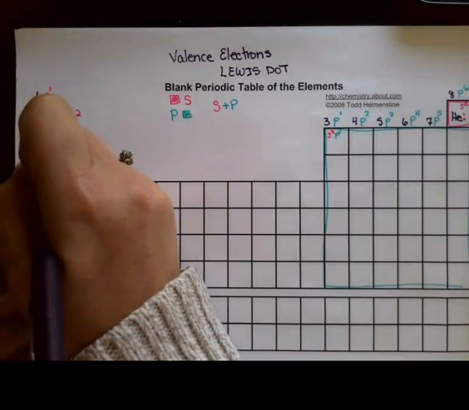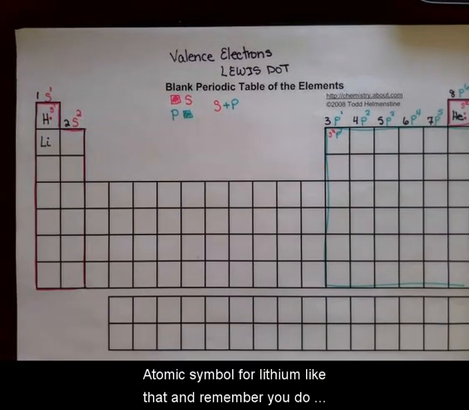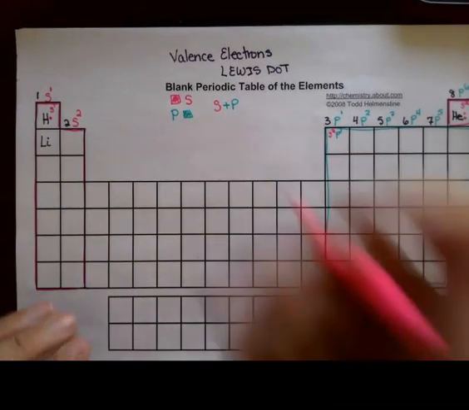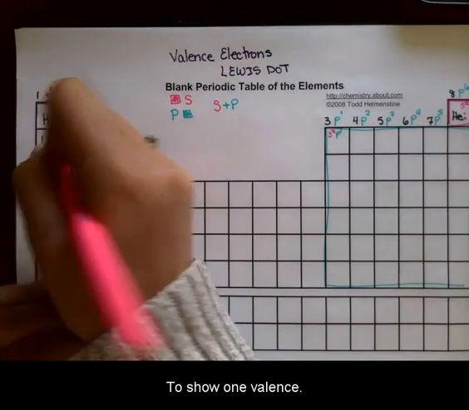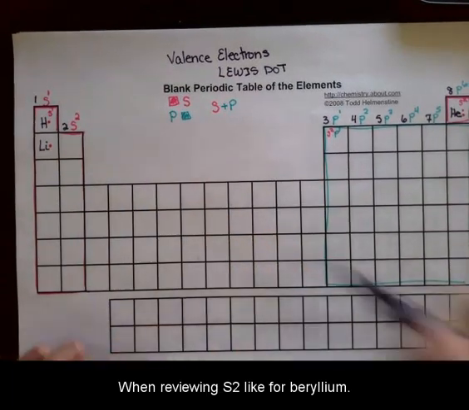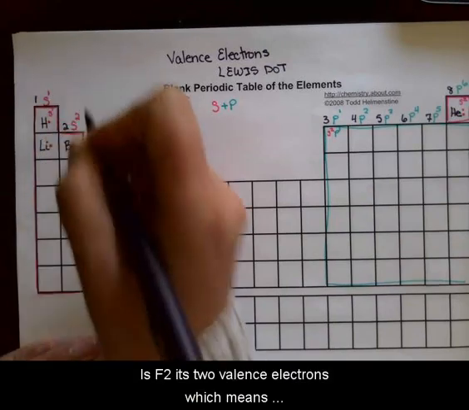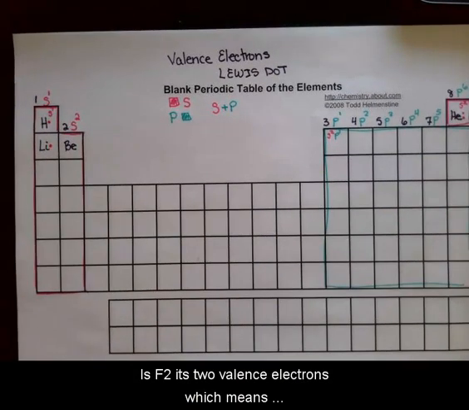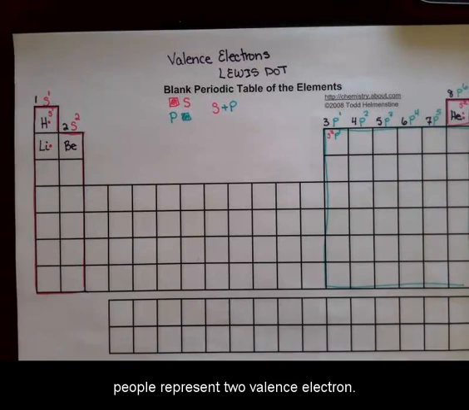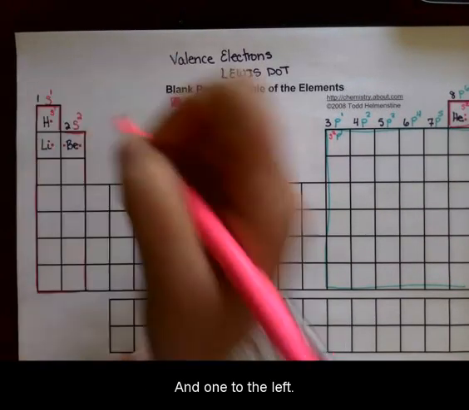If we go to lithium, again, we're in this first S block, S1. We can write the atomic symbol for lithium like that. And remember, you do one dot to the right to show one valence electron. When we're doing S2, like for beryllium, so Be, it's S2. It's two valence electrons, which means we have to represent two valence electrons. And it goes one to the right and one to the left.